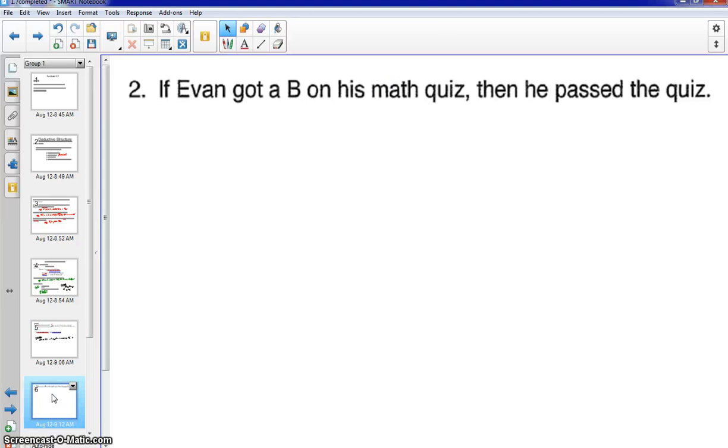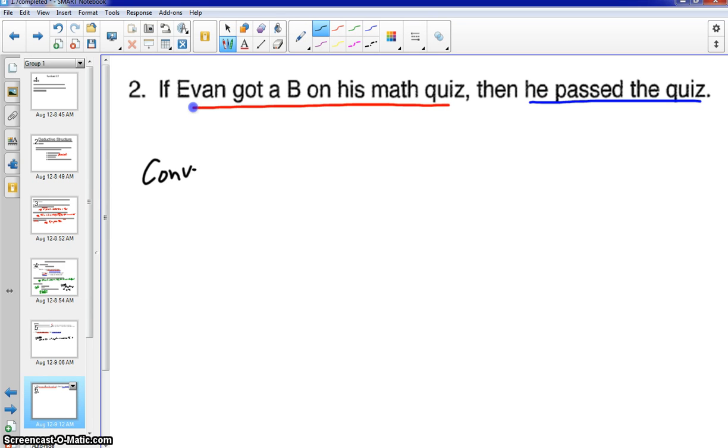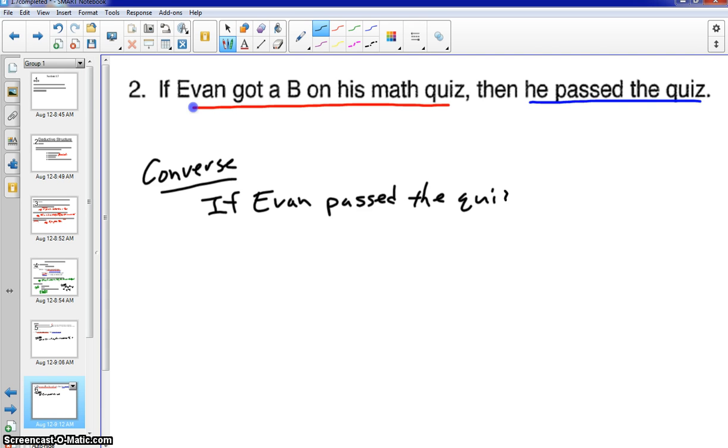Our second example, if Evan got a B on his math quiz, then he passed the quiz. So in red, we have our hypothesis, Evan got a B on his math quiz, conclusion, he passed the quiz. It's already written in if-then format. So now we can go ahead and write the converse. If Evan passed the quiz, then he got a B on the math quiz.